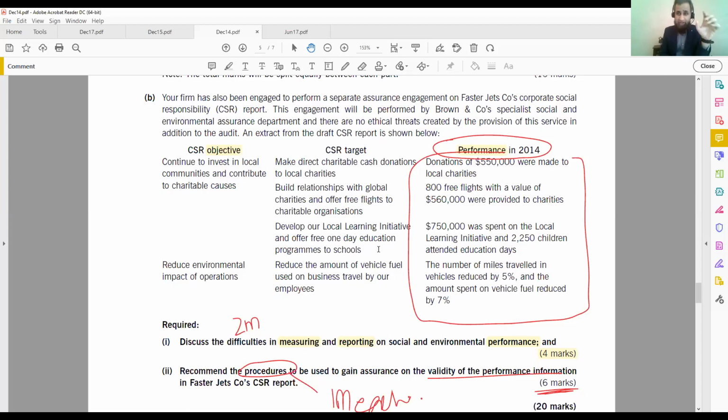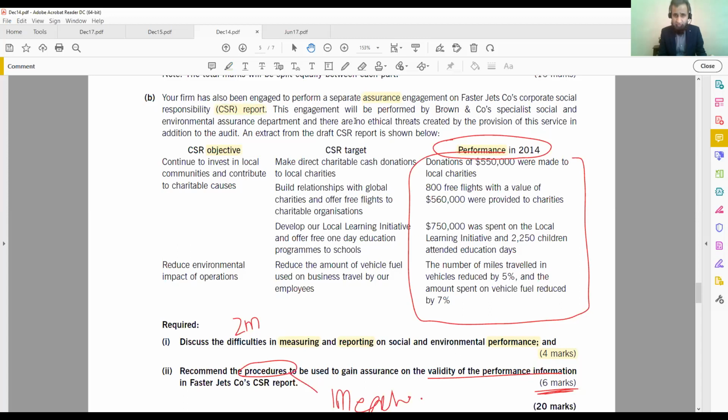Now, when you look at this case study in front of you, I hope you got the chance to read that within the break. It says, your firm has also been engaged to provide a separate assurance on the Faster Jet social responsibility report. So you have to give an assurance on the Faster Jet CSR report, different from the audit report, right? This engagement will be performed by the Brown and Company Specialist Social and Environmental Department, and there will be no ethical threat by the provision of the service.